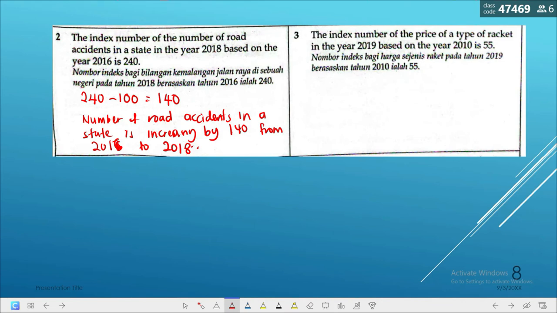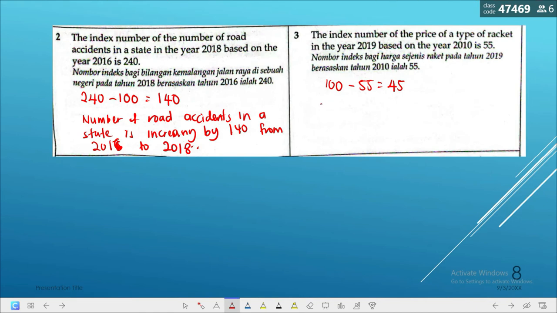And number 3, the index number of the price of a type of racket in the year 2019 based on the year 2010 is 55. So now you can see the value is decreasing. It should be 100, so 100 minus 55, here we got 45. So it decreased by 45.